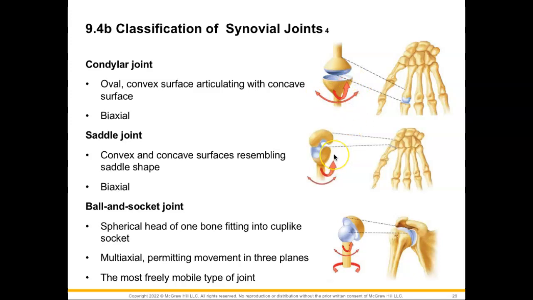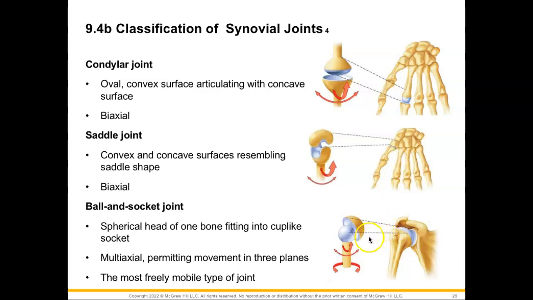All right, our fifth joint classification for synovial joints is a saddle joint. And this is when we are going to have a convex and concave surface that resembles a saddle-like shape. And the best example of this would be here between our carpals and our metacarpal. So this would be our carpo-metacarpal joint. And this is biaxial as well, because we would be able to flex, extend, abduct, and adduct.